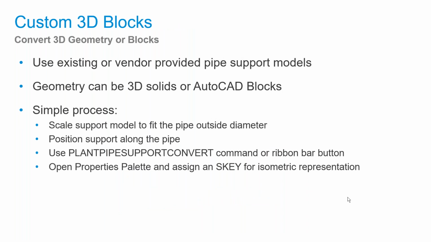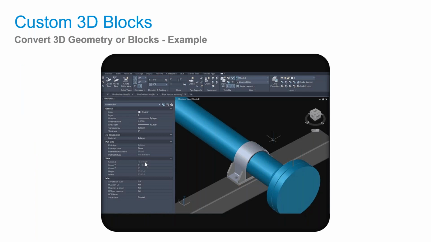If you're going to look at converting 3D geometry or blocks, like I said before, that could be any kind of shape, vendor provided or custom created. You can use the 3D solid that you have in the model, that you've maybe pasted in or already created from a block library. The process is that you scale that support to match the outer diameter of the pipe, position it along the pipe, and then use the plant pipe support convert command, as we mentioned before, from the ribbon bar or on the command line, and then assign an S key if needed to change that. So, a very simple process.